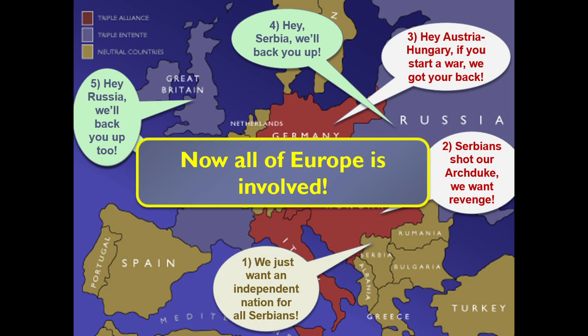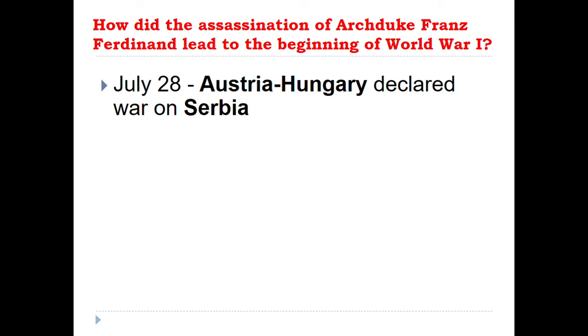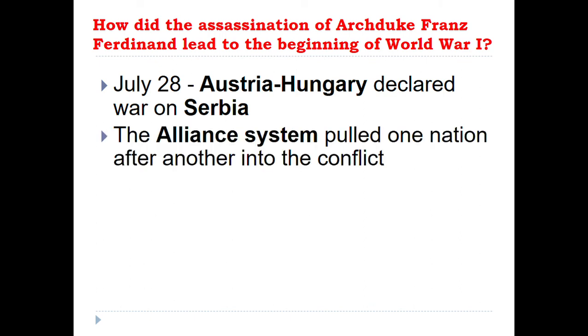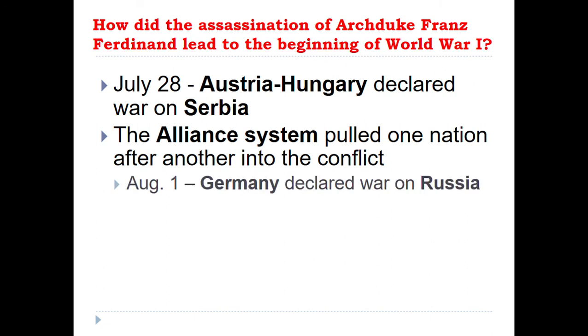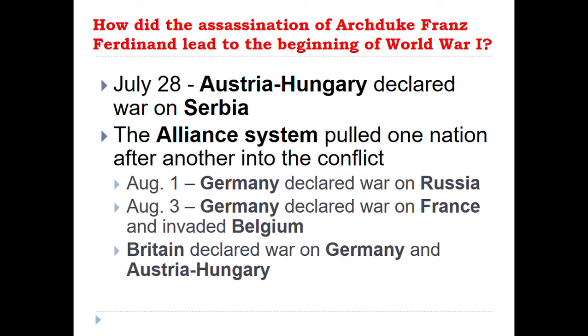So instead of just a small fight or a small war between two countries, it's escalated and all of Europe is involved. That kind of helps you with the next question, which is, did the assassination of Archduke Franz Ferdinand lead to the beginning of World War I? Well, after that assassination, Austria-Hungary declared war on Serbia, and to keep it simple, the alliance system pulled one nation after another into the conflict. You don't have to go through all the details. Here's the timeline of it. Germany would declare war on Russia. Germany declared war on France and on Belgium. Britain, in response, declares war on Germany and Austria-Hungary, and the Great War had begun.